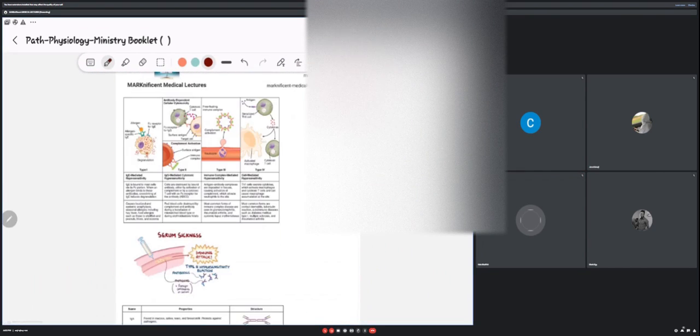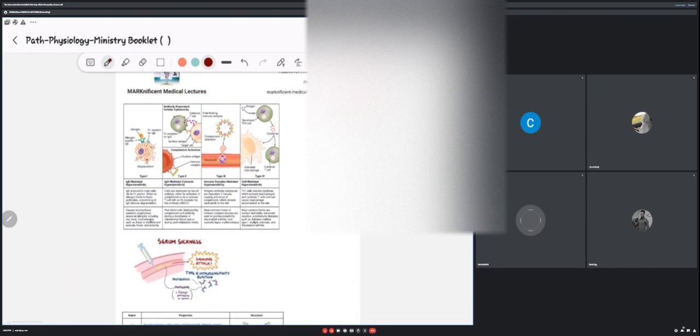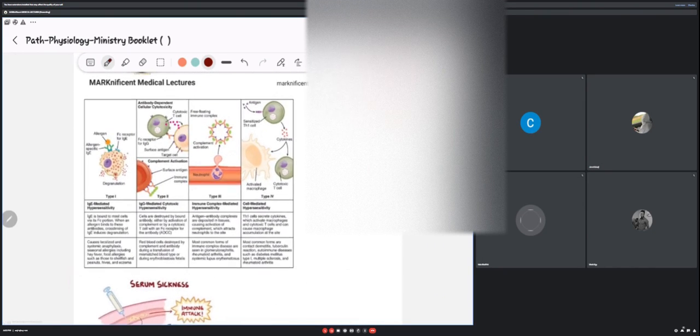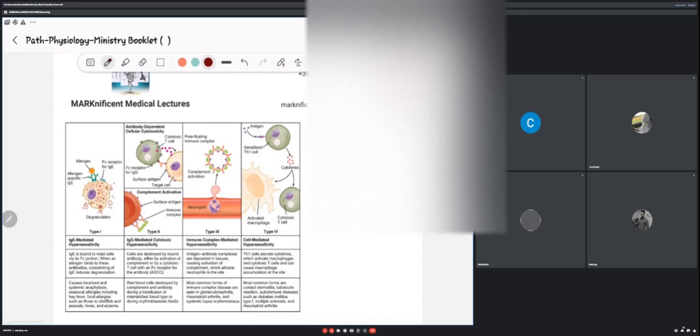So the last aspect we'll talk about will be, okay, these are types of hypersensitivity reactions.